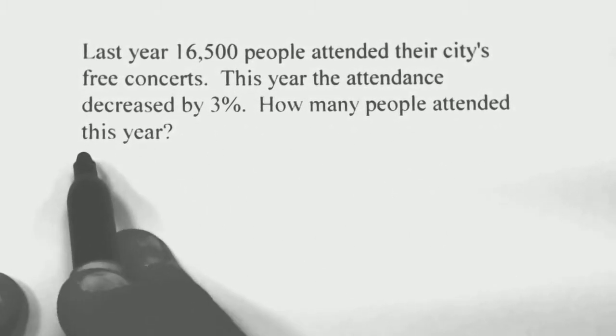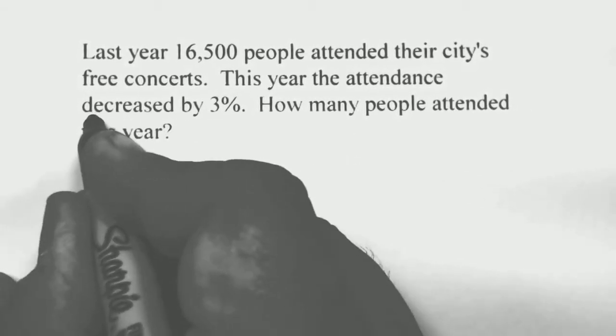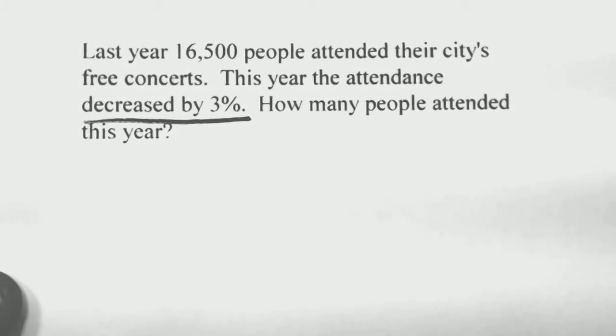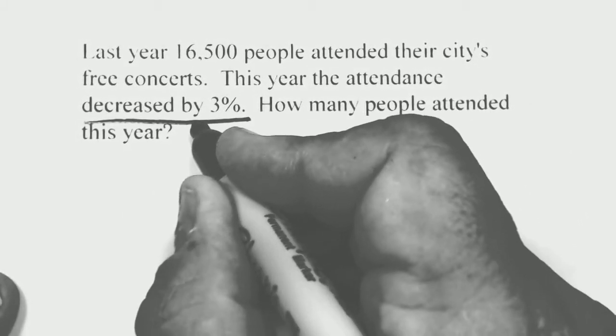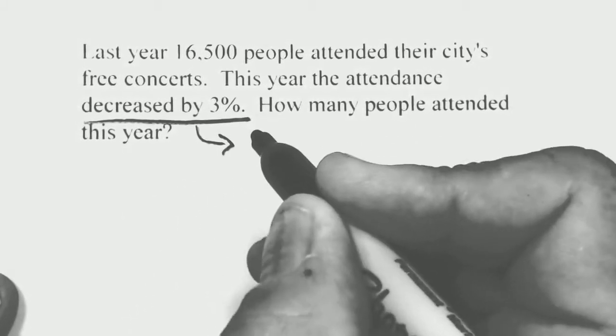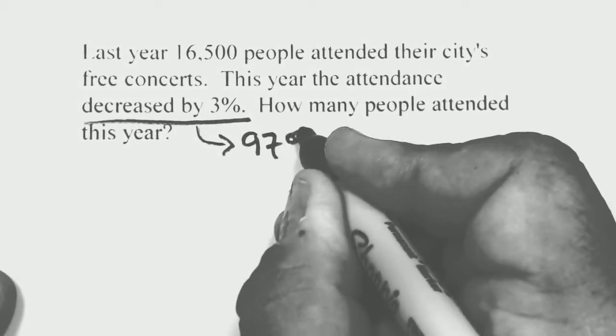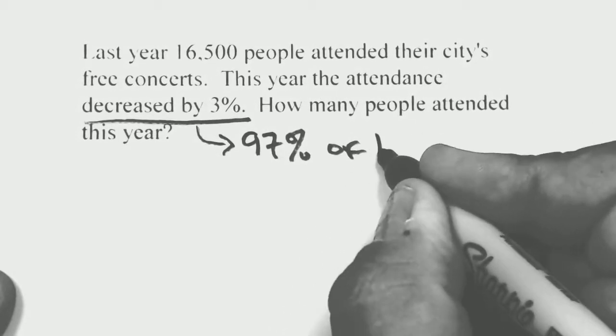How many people attended this year? Well, now, it's a little twist in this one. Decreased by 3%. Okay, here's the safest way of being able to work this one. If it was exactly the same as last year, it would have been 100%. 100% is the reference. Well, if we've decreased by 3%, then that means it's 3% below 100%. That means it's 97% of last year.